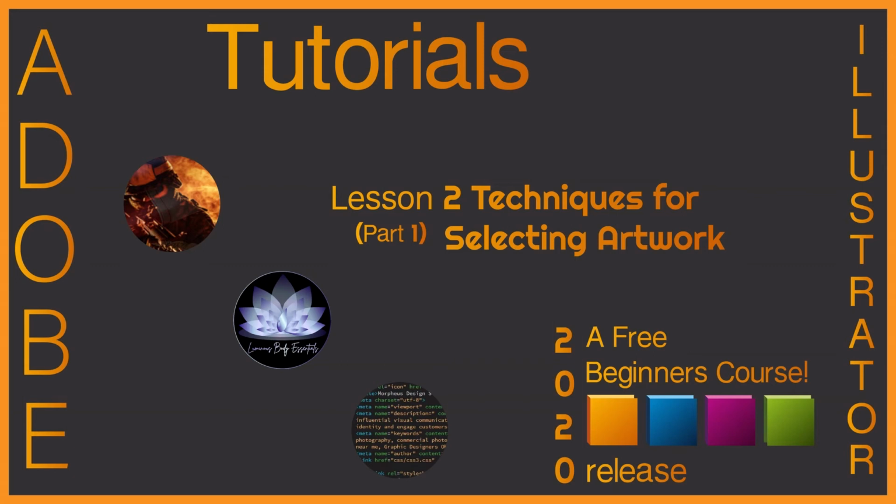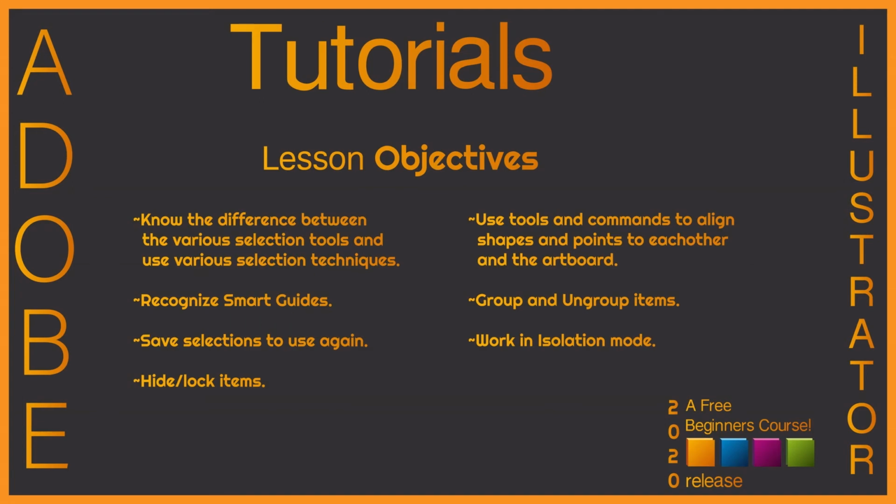Today we will be going over Lesson 2, Techniques for Selecting Artworks from your textbook, Adobe Illustrator 2020 Release, Classroom in a Book. The link for the lesson files can be found in the description below. The lesson objectives will help you know the difference between the various selection tools and use various selection techniques, recognize smart guides, save selections to use again, use tools and commands to align shapes and points to each other and the artboard, group and ungroup items, and work in isolation mode.